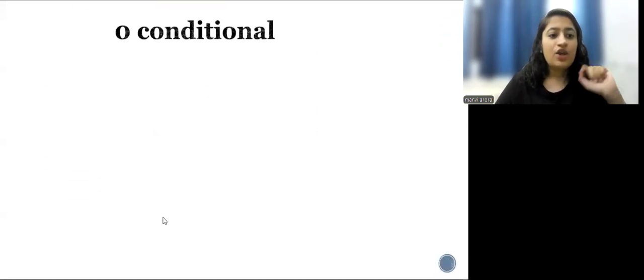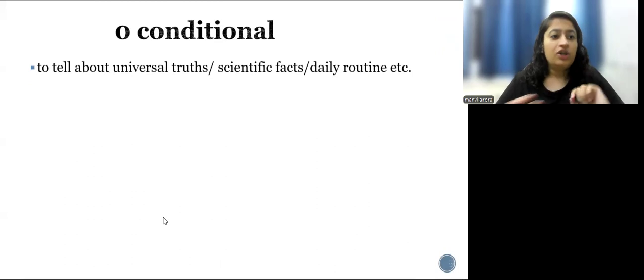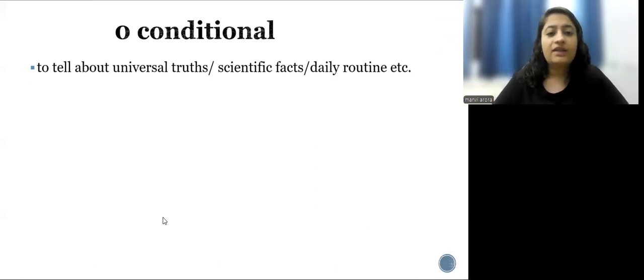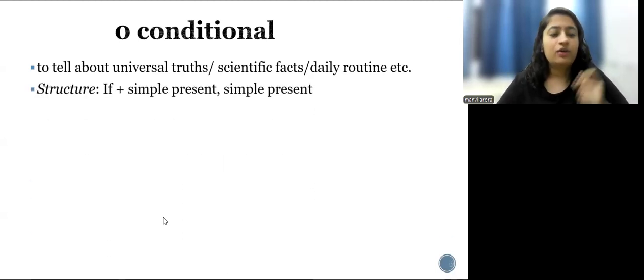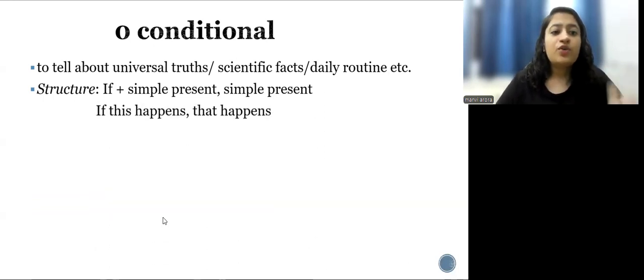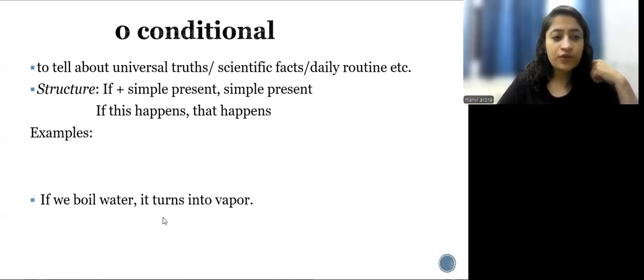Okay. So talking about zero conditional, it tells us about universal truths, scientific facts, and daily routine as well. And many more things we will have a look at. What is the structure of zero conditional? If plus simple present: the if clause will be in simple present tense, and the other clause, the main clause, will also be in simple present tense. It talks about if this happens, that happens. We are going to have a look at multiple examples.